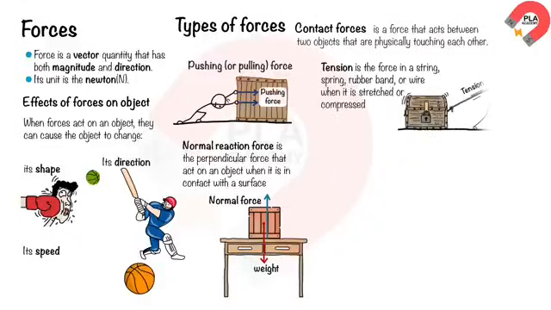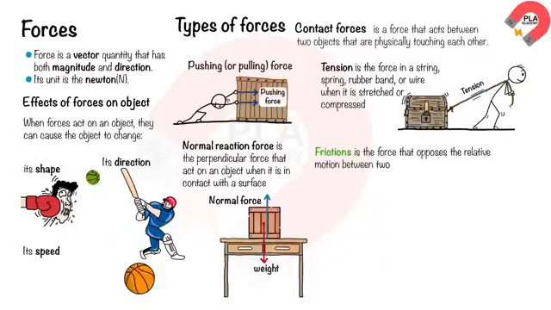Tension is the force in a string, spring, rubber band, or wire when it is stretched or compressed. When you pull a box with a rope to create tension in the rope, this tension is the pulling force transmitted through the length of the rope. Friction is the force that opposes the relative motion between two surfaces in contact. When you push a box, or pull a box along the floor with a rope, friction acts in the opposite direction of your applied force.